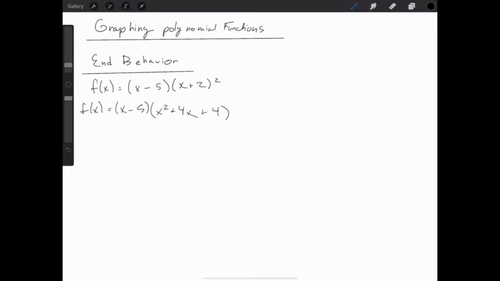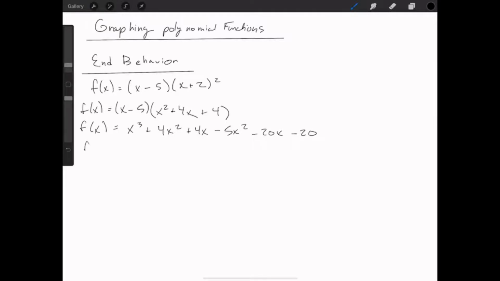So now we need to multiply both the x and the negative 5 individually into these three terms. Multiplying by x first, we get x to the third plus 4x squared plus 4x, and then multiplying this by negative 5, we get negative 5x squared minus 20x minus 20.